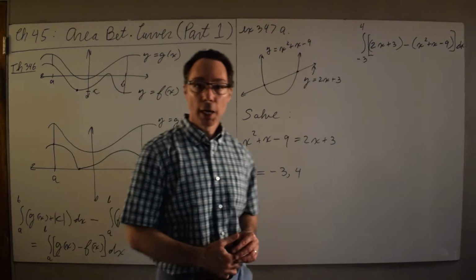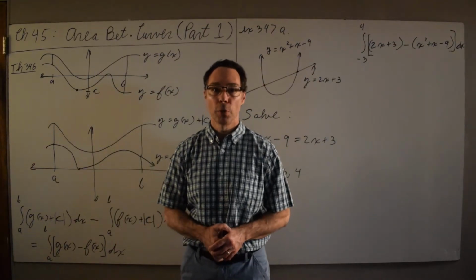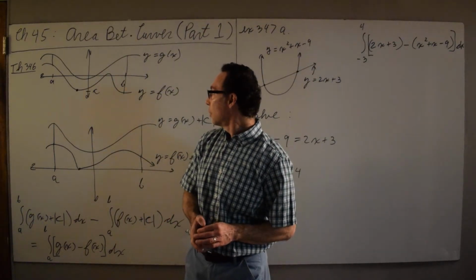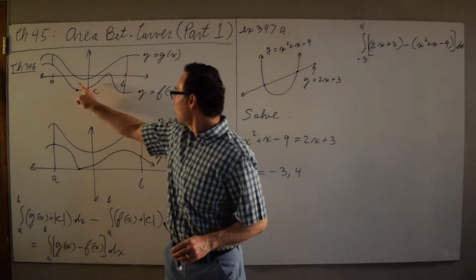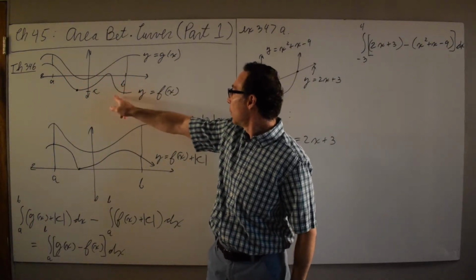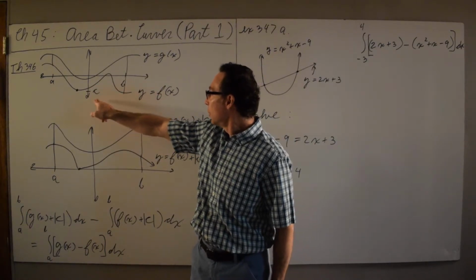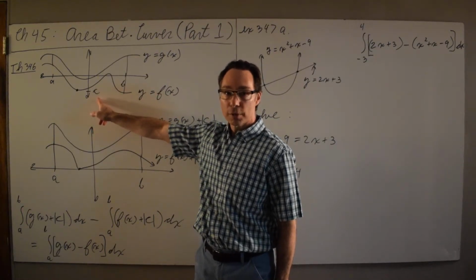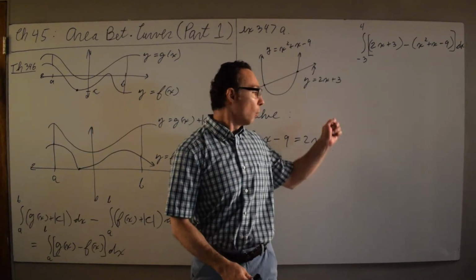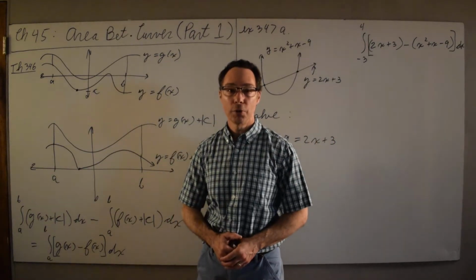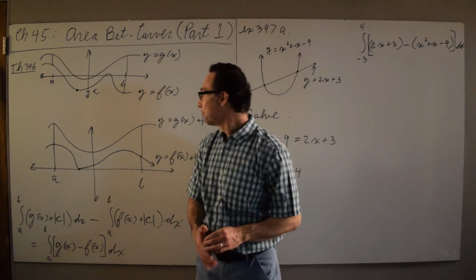This is the first video on chapter 4.5, the area between curves. What we're going to look at here is we have these two functions that are continuous, and we want to look at a region bounded by these two functions. I'm going to explain Theorem 3.4.6 a little bit. I'm going to do one example in this video, and I'll do two examples in the next video.